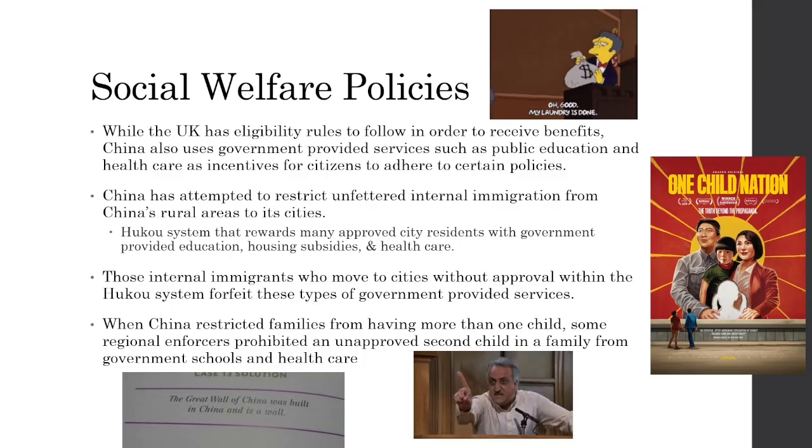And when China restricted families from having more than one child, which is called the one-child policy, some regional enforcers prohibited an unapproved second child in a family from government schools and healthcare. So, again, the one-child policy wasn't like, oh, we're going to kill you and your family if you have more than one child. It was just them not providing government services like healthcare, which is kind of needed to survive, and schooling, which is kind of needed to learn how to do a lot of stuff. So yeah, these are strong incentives to have just one child in the country.